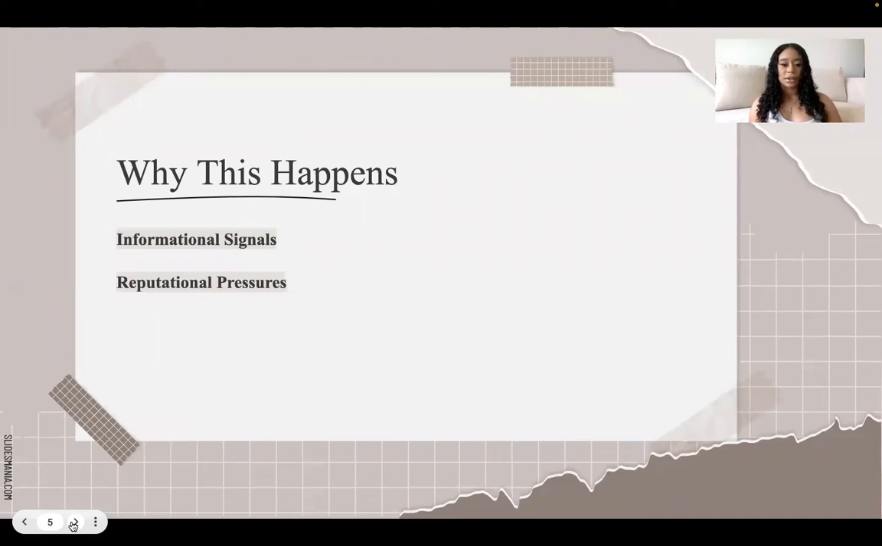Why this happens. Group members take informational signals from what others say, despite the information being wrong, and they also allow reputational pressures to silence themselves or change their views in order to fit in. This causes groups to amplify individual errors, stampede toward bad decisions, and ignore information that isn't already widely known.